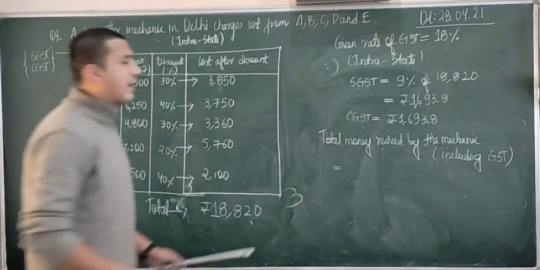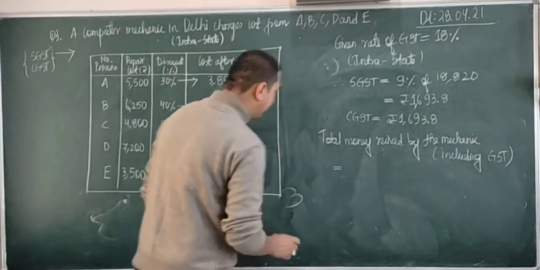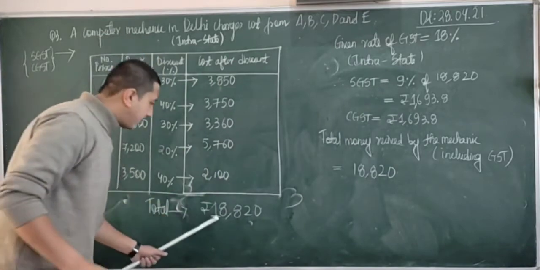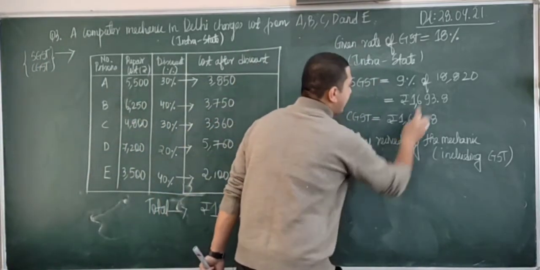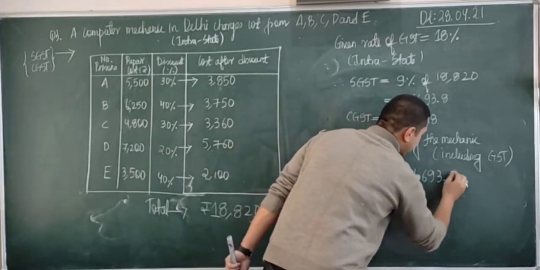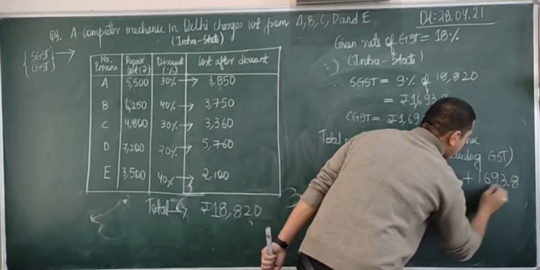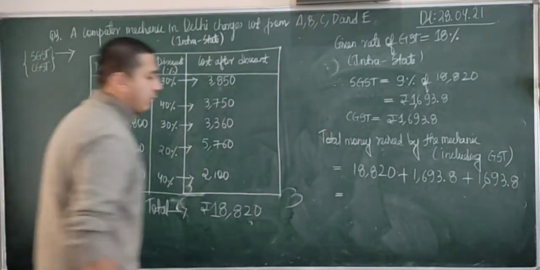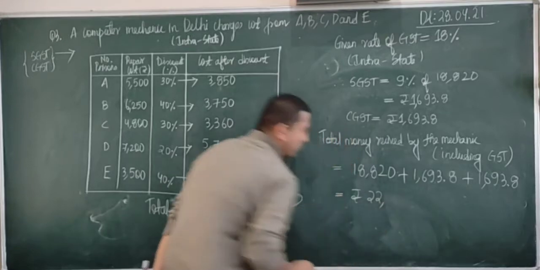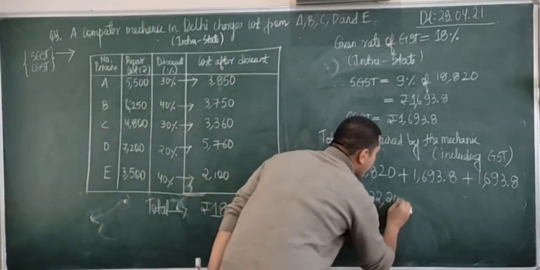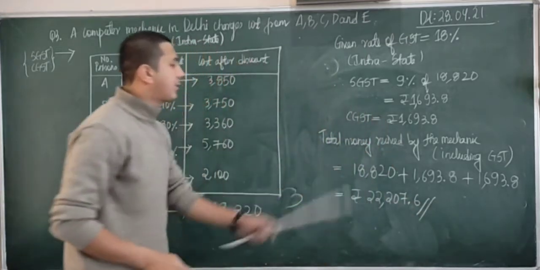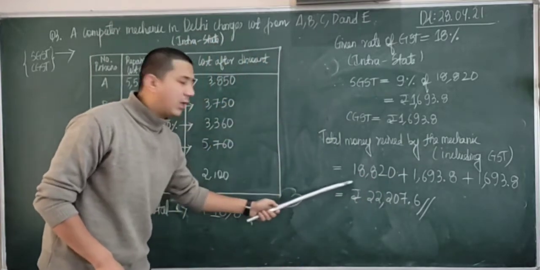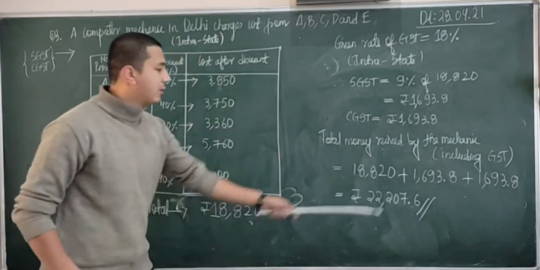Therefore, now the final answer, the final line, total money received by the mechanic including GST will be this amount, that is 18,820. He will be receiving this along with the GST, that is 1693.8 plus 1693.8. Am I clear or not? And when you add all these 3 values, you will get 22,207.6. So this is the final answer. The total money received by the mechanic including GST from these 5 persons will be this total amount plus the GST. Okay, so this is your final answer.